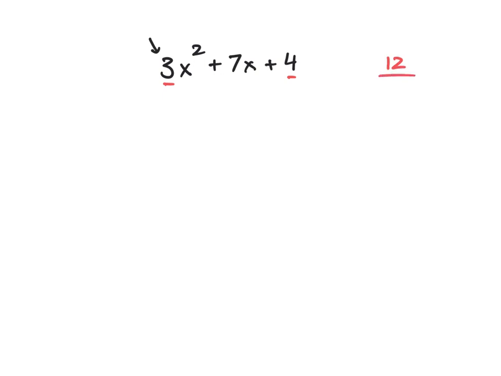Okay, next, we are looking for factors of 12 that add to give me 7. There's a bunch of different factors of 12. 1 and 12, no. 2 and 6, also no. 3 and 4, yes. Positive 3 and positive 4 add together to give me 7. The next step is we're going to take this 7x and break it up into these two factors that I just identified.